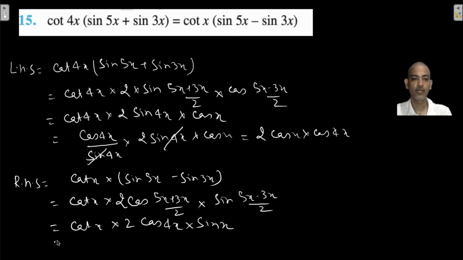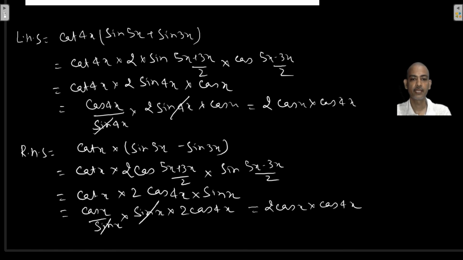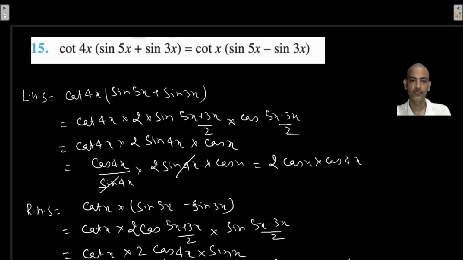Now can I write cot x as cos x by sin x and bring this sin x over here, and then write 2 cos 4x. Can I also cancel this cos x, sin x, sin x? So now we are left with 2 cos x into cos 4x. So by comparing left hand and right hand side, can I write LHS equals RHS? So here left hand side is equal to right hand side.